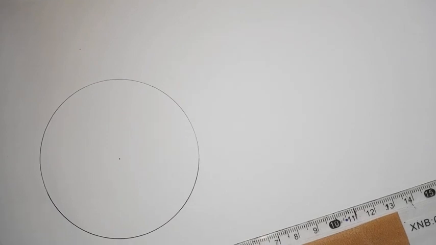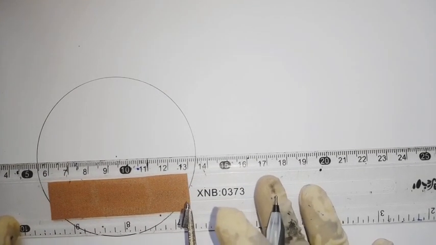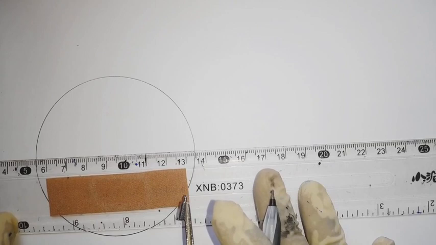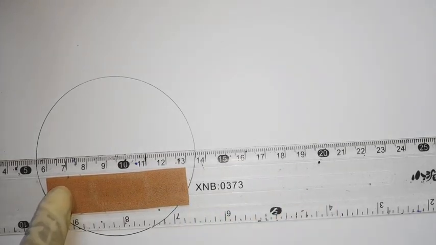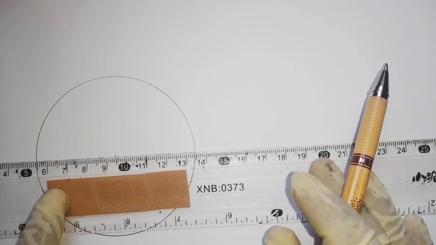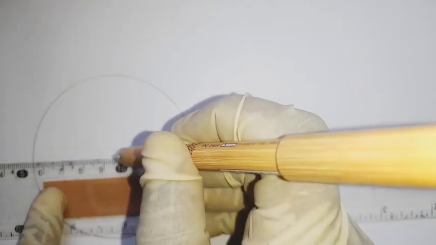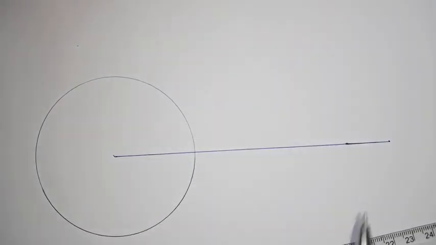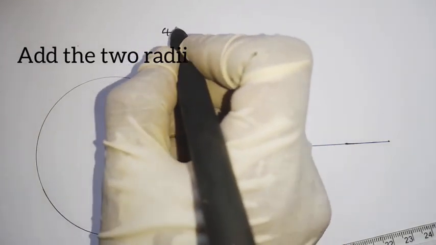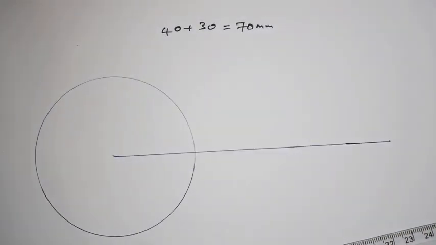The next thing we shall do is to draw a straight line through the center. We realign so that we draw a horizontal straight line through the center. Next, we add the radii, that is 40 plus 30. It gives us 70 millimeters. So the distance that separates the two centers is 70.